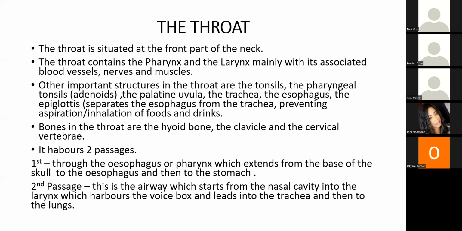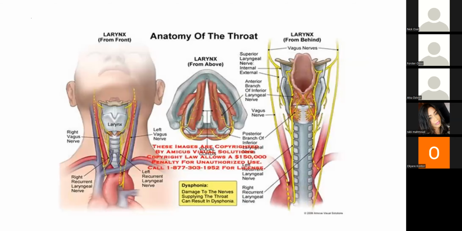Yeah, so we all appreciated from our last lecture that when you talk about the throat, we are fully appreciating that we have the pharynx and then the larynx with its associated blood vessels, nerves, and muscles as the major structures within the throat. And then the other ones are the various passages, the esophagus or the pharynx, and then also the respiratory airways as well. We appreciated the whole anatomy of the throat.